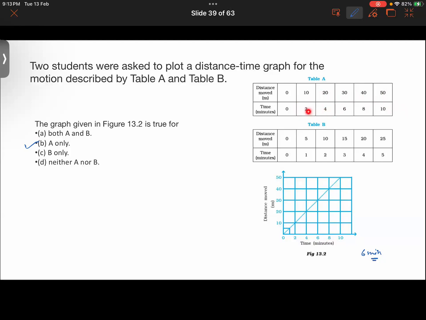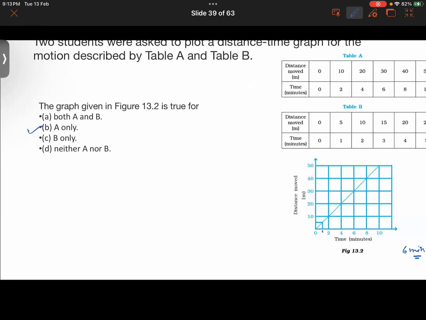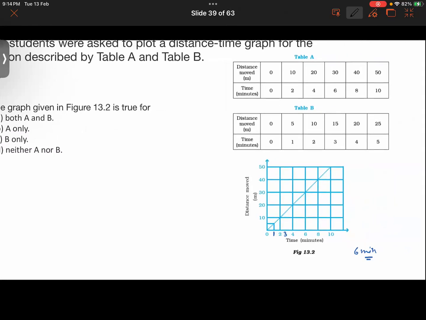For example, here you can see at time 2, it has covered 10, and that is shown in the graph also. But what about table number B? What is wrong in this one? Can it not be used to represent this graph? Look closely. See this one here. This is 1, this is 2, this is 3, this is 5, 6, 9, and so on.